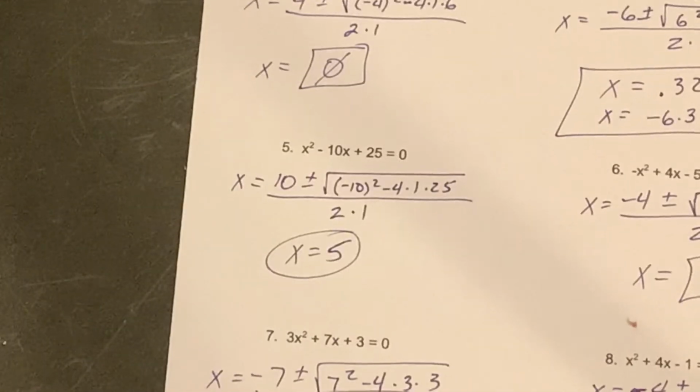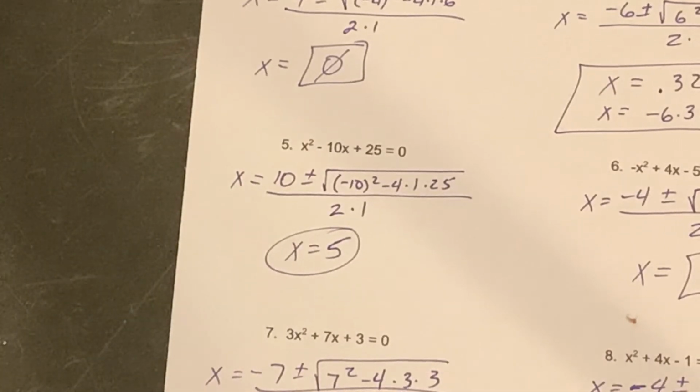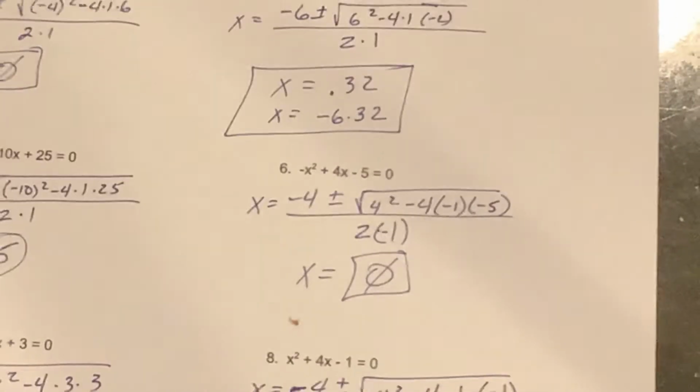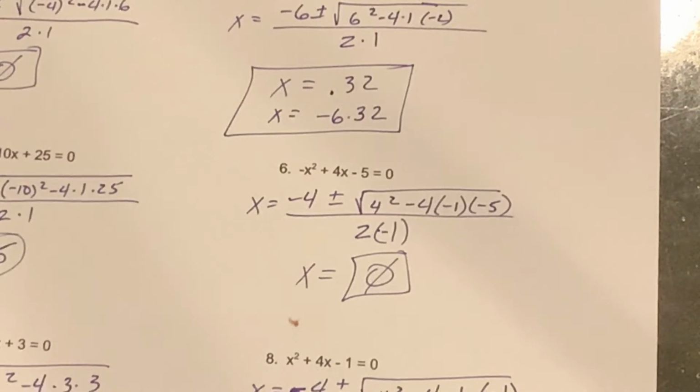Number 5, again, you can see there what I plugged in, 10 plus or minus the square root of negative 10 squared minus 4 times 1 times 25 all over 2 times 1. On this, the discriminant is 0, so the radical turns into 0. So you get a single answer, what we call a double zero or a double root. Answer is 5.